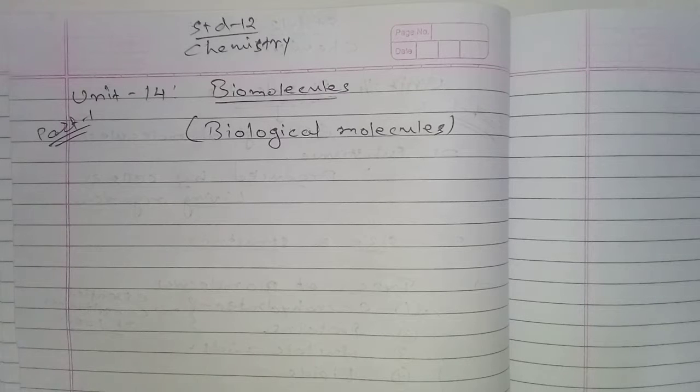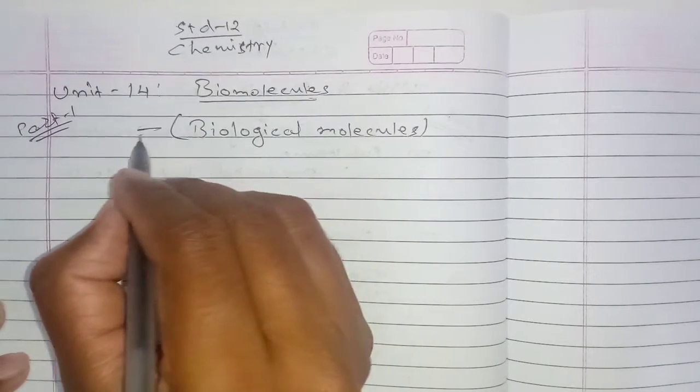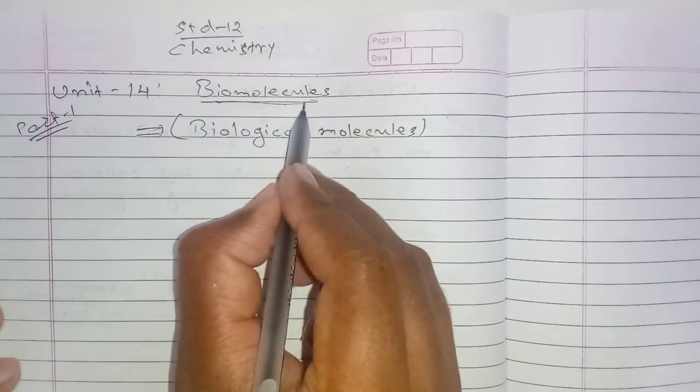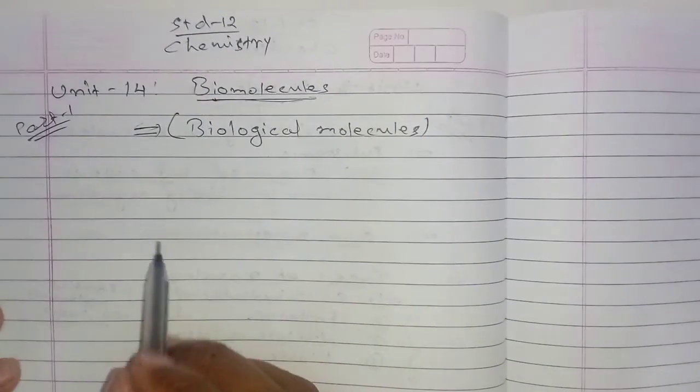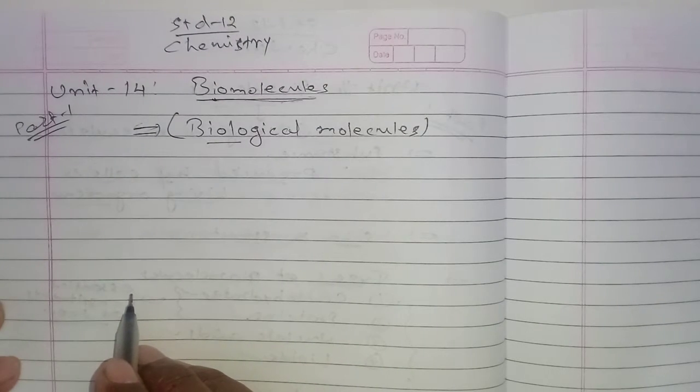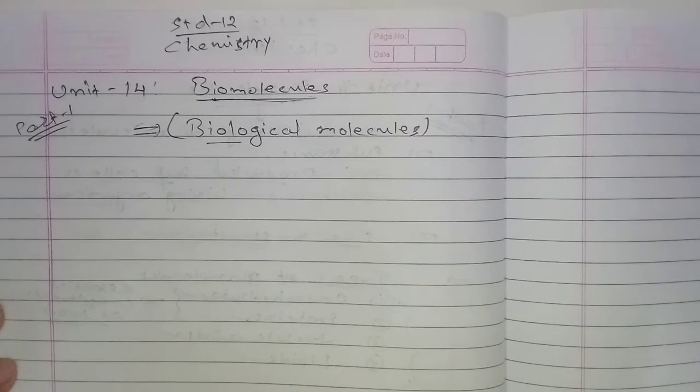Biomolecules is directly concerned with the living systems, and the living system is made up of various complex biomolecules like carbohydrates, protein, nucleic acid, lipids, etc. Here we will discuss biological molecules, or in short, biomolecules. Biomolecules means substances that are produced by cells and the living organism.